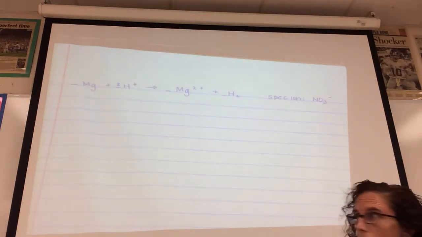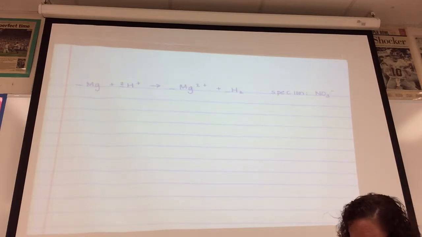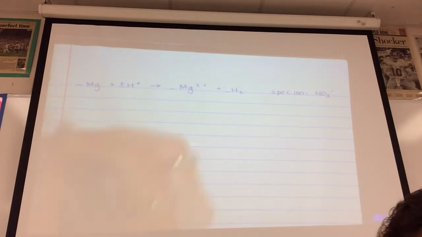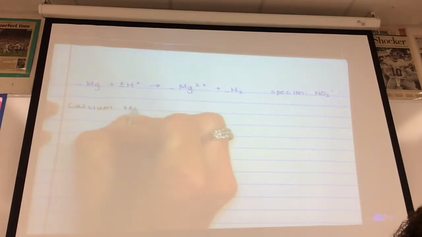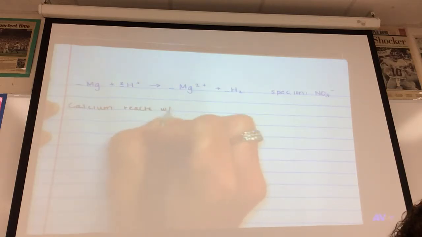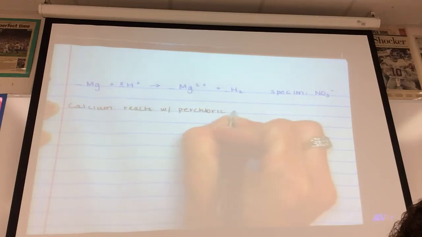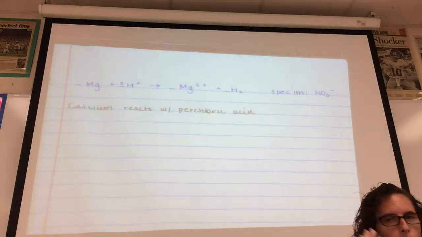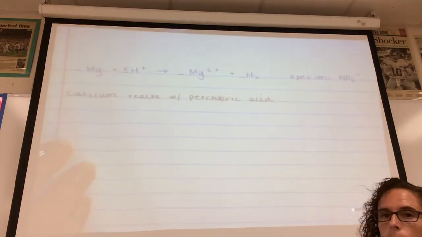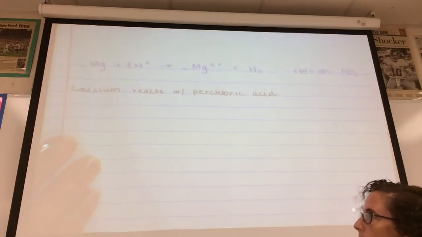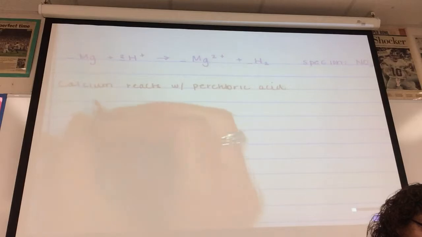We'll do another one. Let's try this one. Let's say we had calcium reacts with perchloric acid. Sulfuric is a whole can of worms we don't want to play in right now. So how would we do this one?